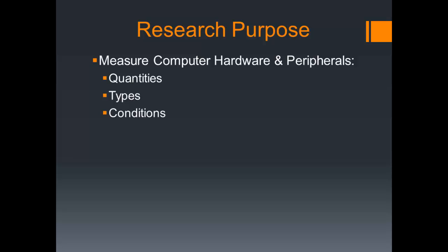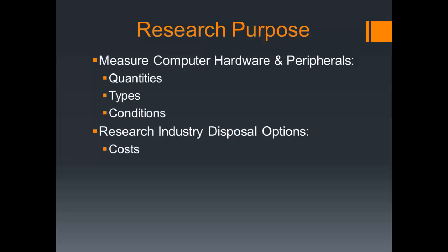In addition, as a second part to this research project, I'll also research industry disposal options, which are the methods that are available in the industry for disposing of computer hardware and peripherals. This will look at the costs of these services as well as the types. Some types could include reselling the devices, so refurbishing them and making them available. Donation is another example of a type of disposal option, or simply recycling it, so breaking it down and getting the core materials out of it.